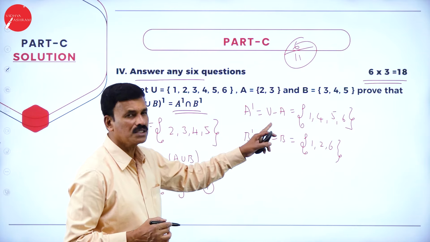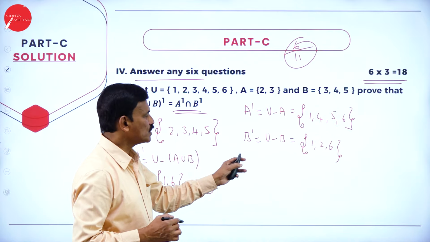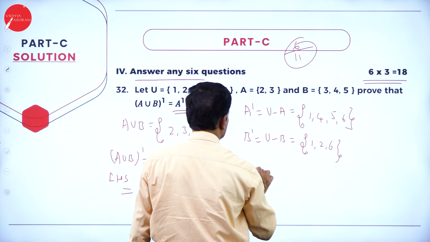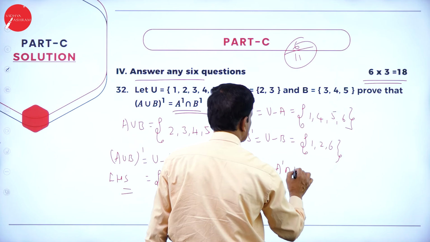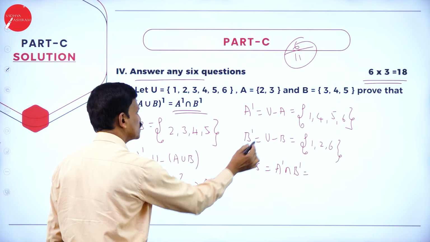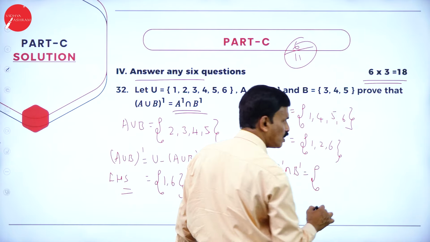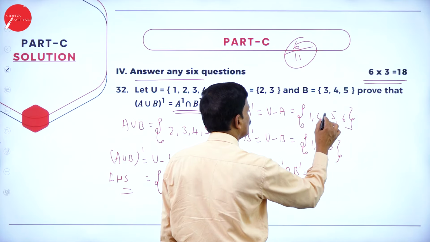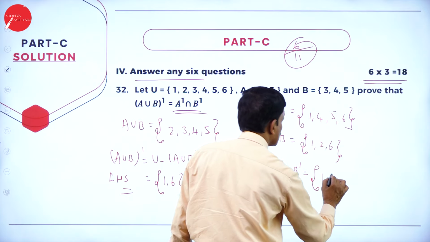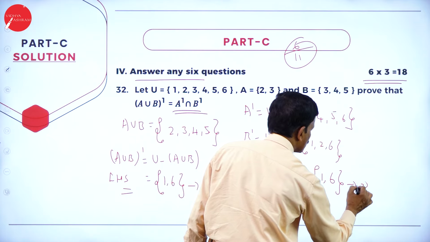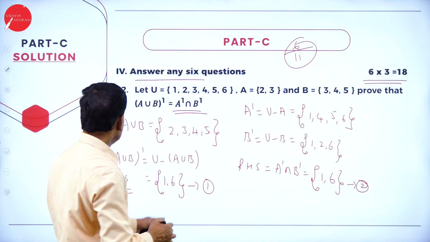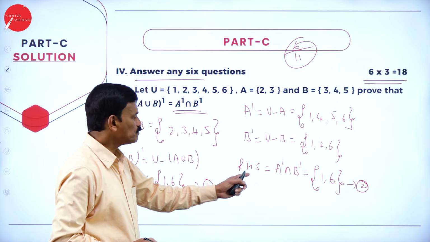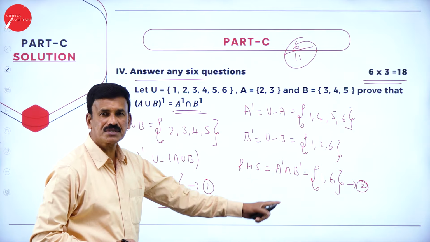So, A' has elements which are in U but not in A, and B' has elements which are in U but not in B. Now, take the intersection. RHS is nothing but A' intersection B'. Intersection is nothing but the common elements. 1 is common in both A' and B'. 4 is not there, 2 is not there, 5 is also not there, 6 is there. So, this is equation number 2. What do you say from these two? LHS is equal to RHS. (A union B)' is equal to {1, 6}, and A' intersection B' is also equal to {1, 6}.